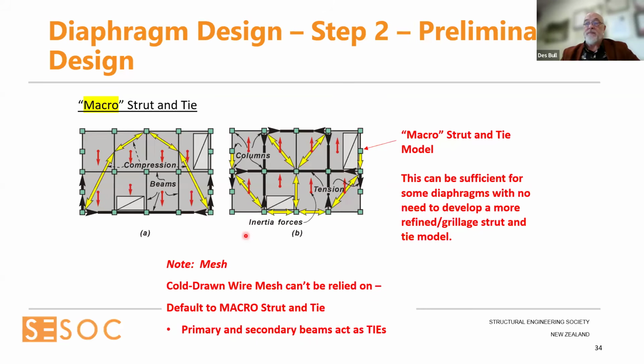This is about one of the only places I'll mention mesh. Mesh can't be relied on, as we know, and it's written up in the guidelines, to rely on as a tension provider because simply it's typically too brittle. So if we've got a mesh situation where that's the only reinforcing in the floor, you would default to a macro strut and tie, meaning you look at what your primary and secondary beams are doing as ties, and you just ignore the mesh.